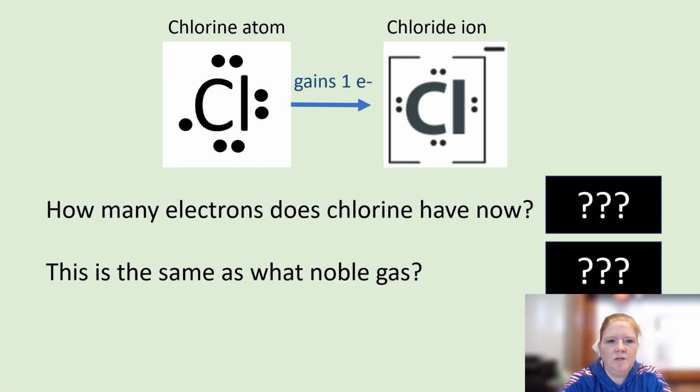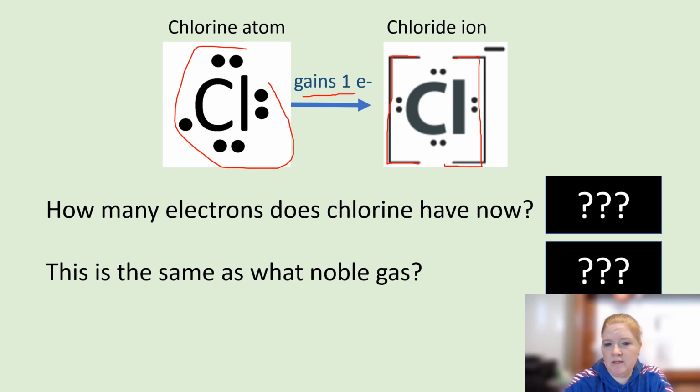All right, so now let's look at ions. A chlorine atom has 7 valence electrons, so it looks like this. When it becomes an ion, it gains 1 electron. Now, when it's an ion, we put it inside brackets. We added that extra electron, so now it has 8, but we indicate that it has a charge, so negative.